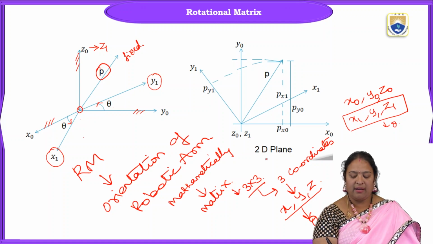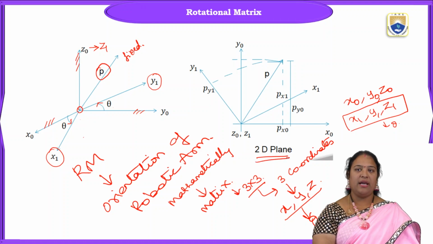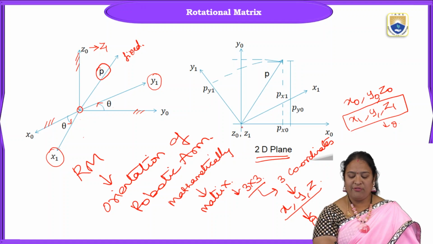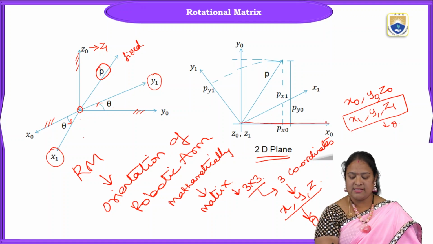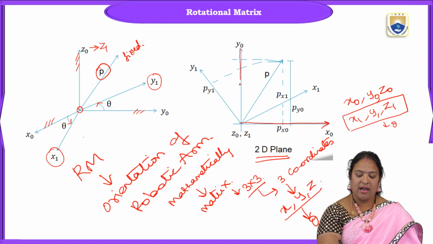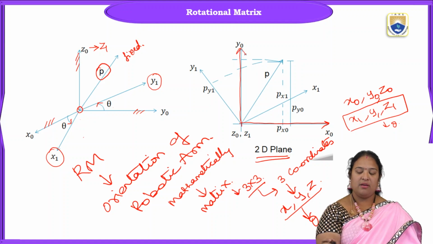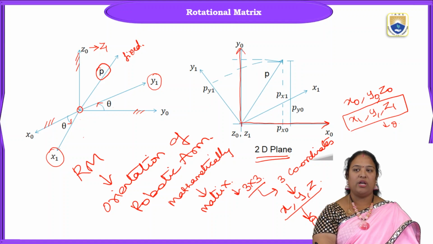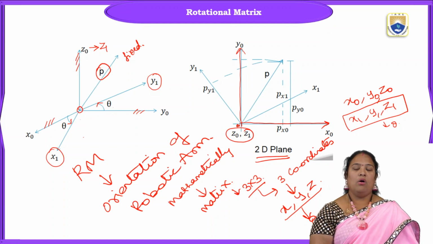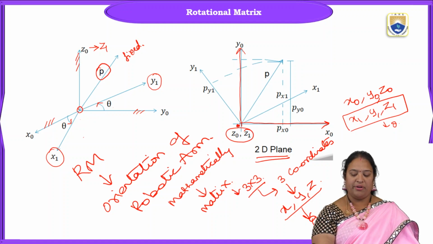Now, when we take a two-dimensional plane, we will have an x-axis and a y-axis, where z0 and z1 will be at the origin, whereas the z-axis has been placed at the origin.